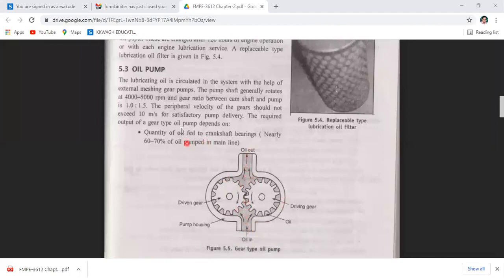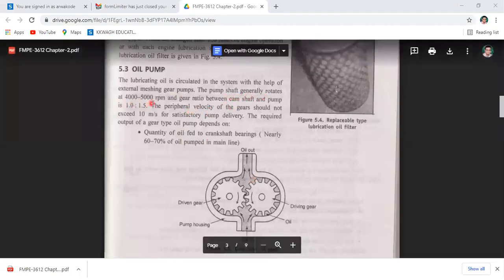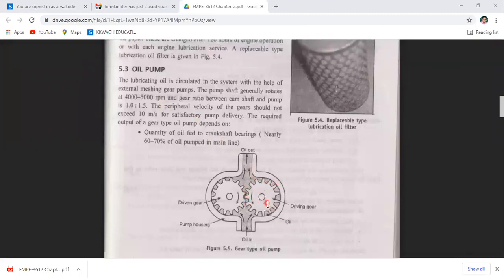Okay. Then the pump shaft generally rotates at 4000 to 5000 rpm. This shaft rotates at 4000 to 5000 rpm, and the gear ratio between the camshaft and the pump is 1.0 to 1.5. Next, the velocity of the gear pump should not exceed 10 meters per second. So its velocity should be in the range of 10 meters per second.